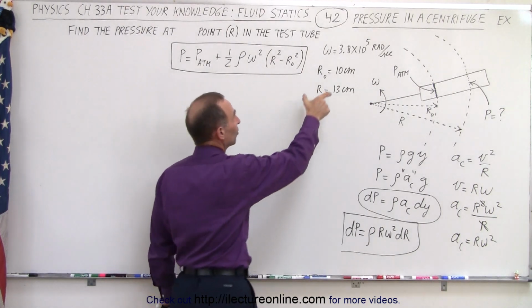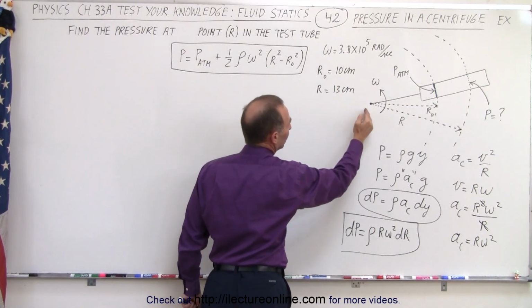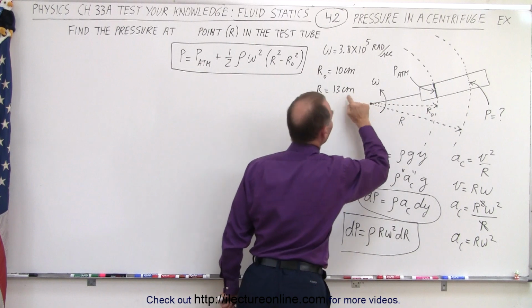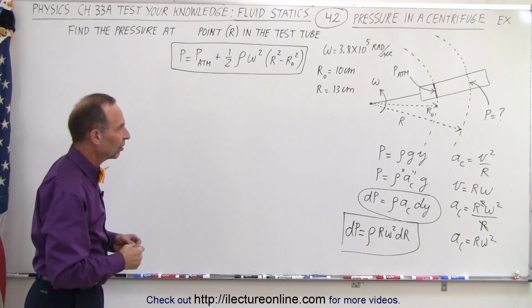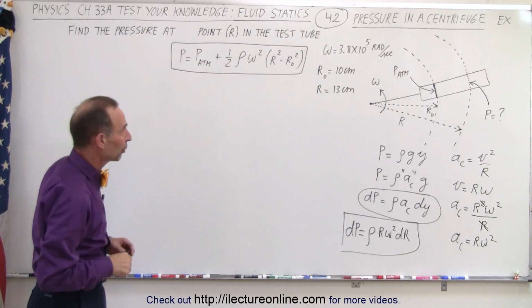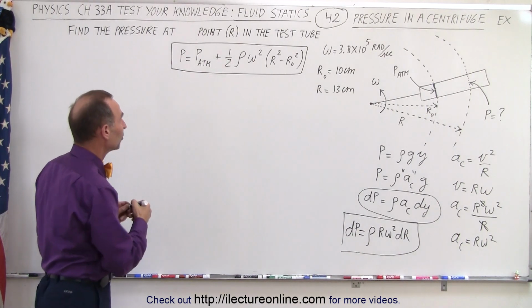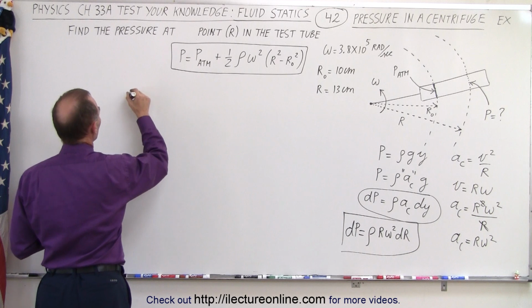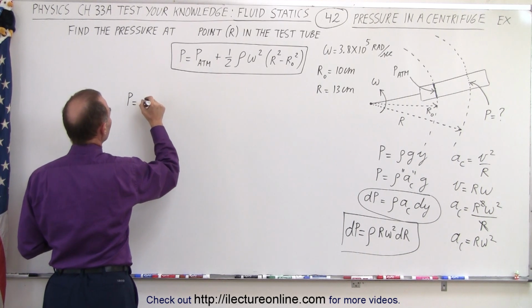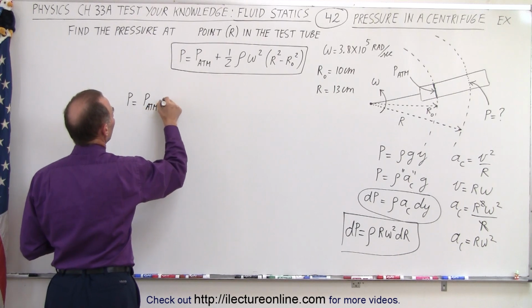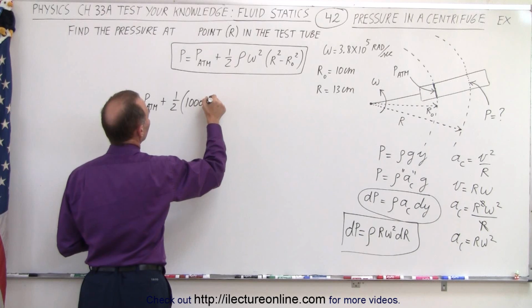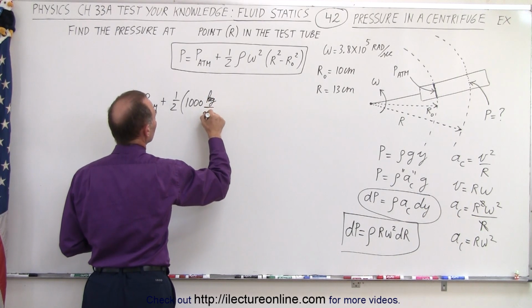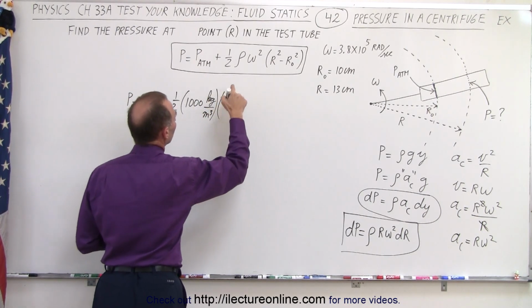The inside radius is 10 centimeters, and that would be the distance to where the liquid starts. And we want to know the pressure 3 centimeters below the surface at a distance of 13 centimeters from the point of rotation. So let's plug those numbers in here and see what we get. So P equals P atmosphere, we'll leave it like this, plus 1/2 times the density, which is 1,000 kilograms per cubic meter, assuming that it's water.